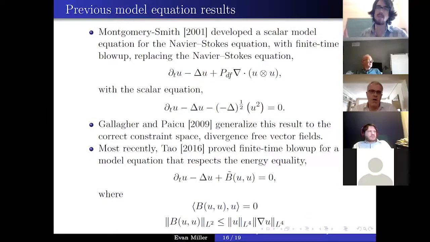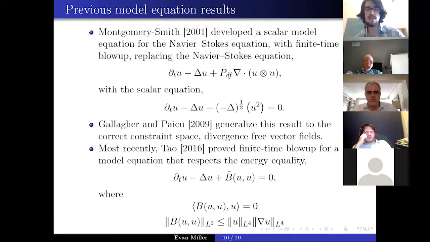Before I talk about the perturbative results, I should talk about some other model equations that have been proposed. Montgomery-Smith developed a scalar model equation for the Navier-Stokes equation in 2001 with finite time blowup. In this equation, the time derivative of u minus Laplacian plus u plus the projection of the divergence of u tensor u equals zero. This is the same as u dot grad u, since u is divergence free, so when we take the divergence of u tensor u, we just get u dot grad u. The projection operator is replaced with minus Laplace to the 1/2, and u tensor u is replaced with u squared. So you just have a scalar model.